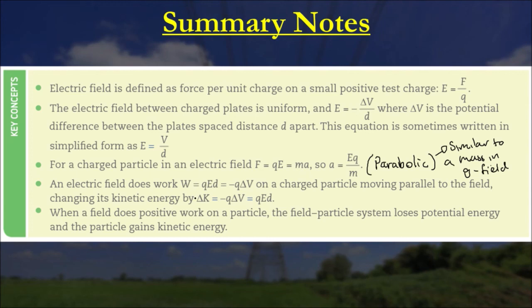And we also talked about the change in kinetic energy being equal to the work done, which can be expressed in the following formulas, and so on and so on. If any work is done by the electric field, then it means that we're losing potential energy and gaining kinetic energy. That concludes our lesson for today.